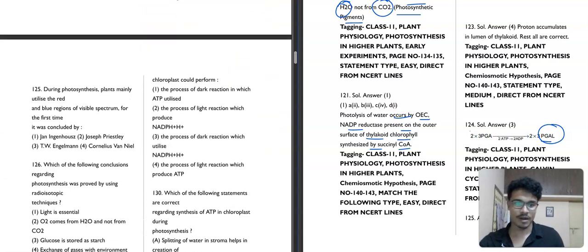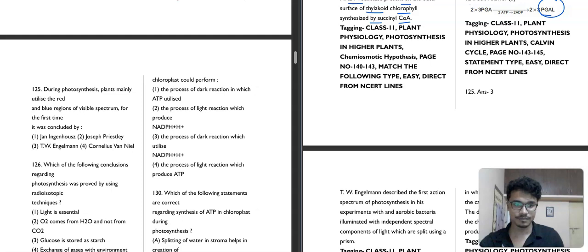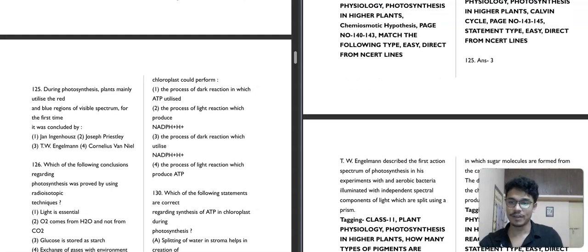Then question number 125. It is saying that during photosynthesis, plants mainly utilize the red and blue regions of visible spectrum. For the first time, it was concluded by Ingenhousz, Priestley, Engelmann or Van Niel. So Engelmann basically described the first action spectrum. The third option will be your correct answer for this question.